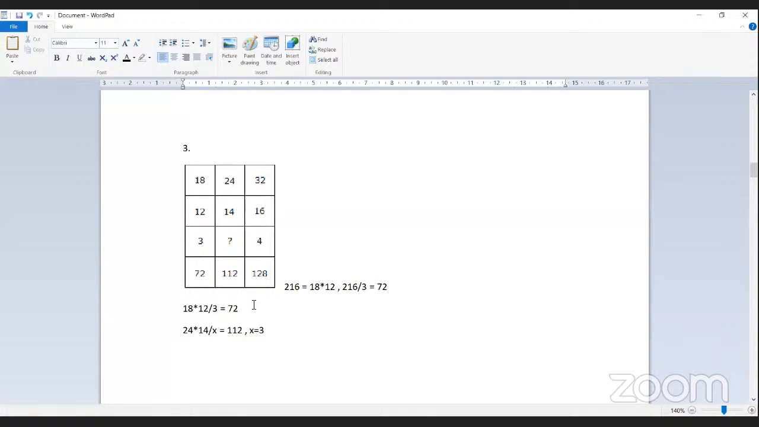Okay, this logic is working. So try it for the third one, which is the complete one. 32 into 16 divided by 4, 4 fours are, so it will be 128. You try the same thing for the second column, which will be 24 into 14 divided by x, a number we don't know, should be equal to 112. So when you solve it, x will give you 3. Understood?